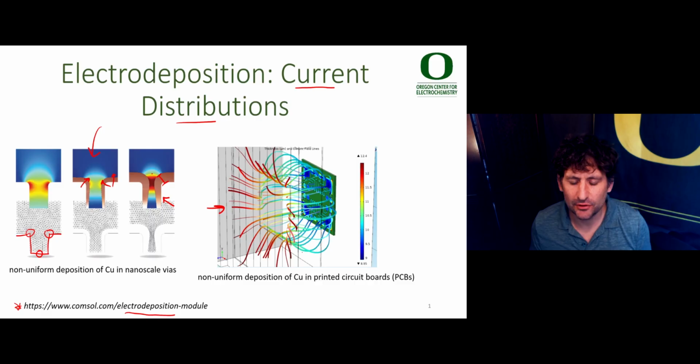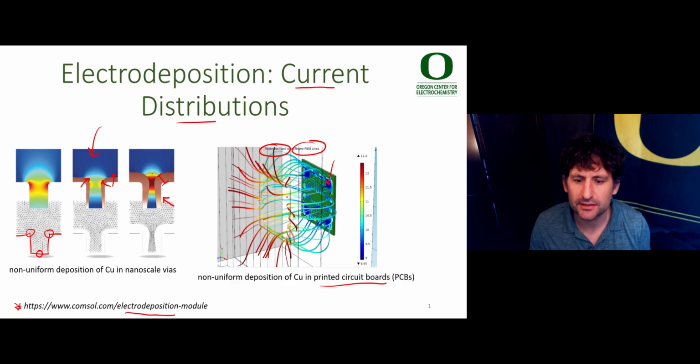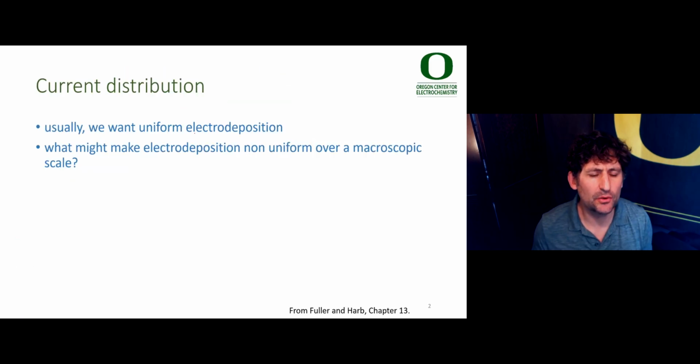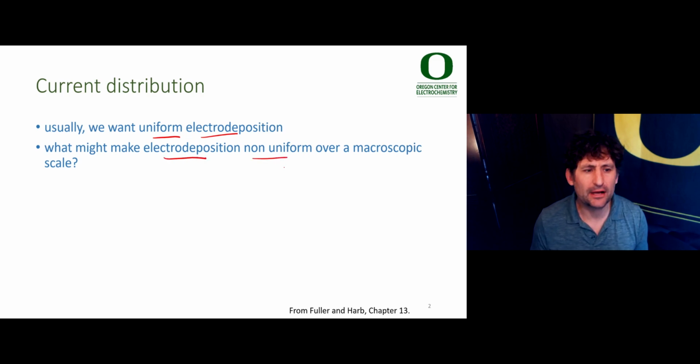Here's another nice example of what can be simulated in COMSOL, showing the deposition to a PCB board, a printed circuit board of copper, modeled based on the resistances of the various components of the cell, showing both the thickness of the deposit here at the bottom here and the electric field lines that yield those thicknesses in the electrolyte. So usually we want a uniform electrodeposition. Not always, but usually. What might make electrodeposition non-uniform over a macroscopic scale? Why don't you pause your video and take a moment and think about why might deposition become non-uniform?